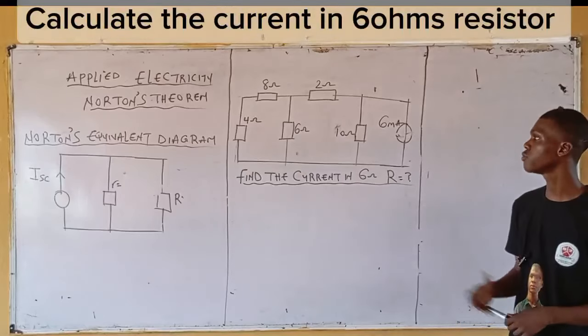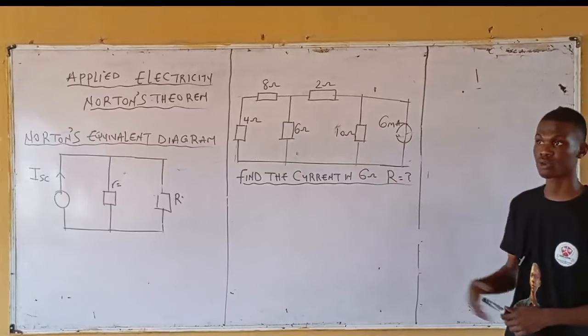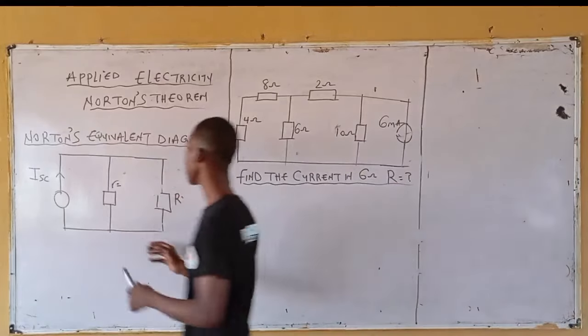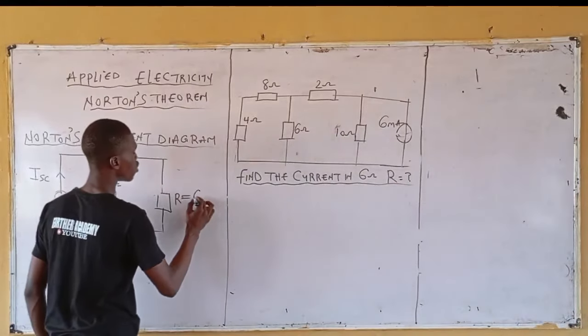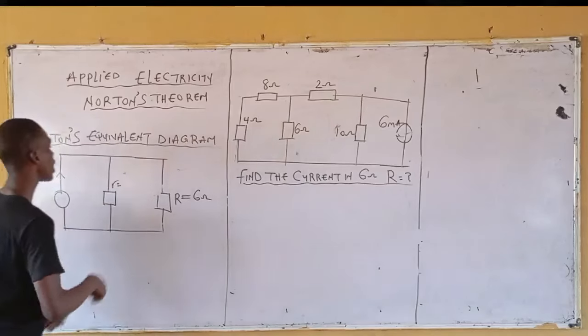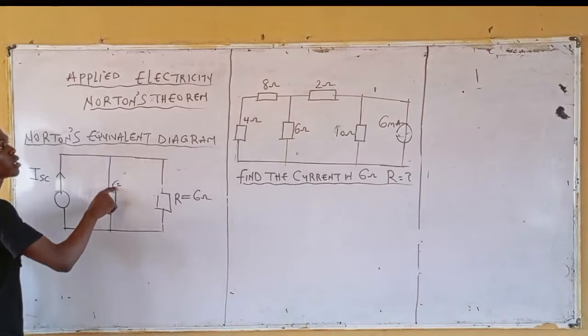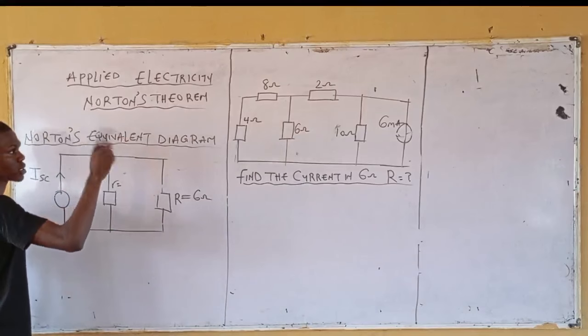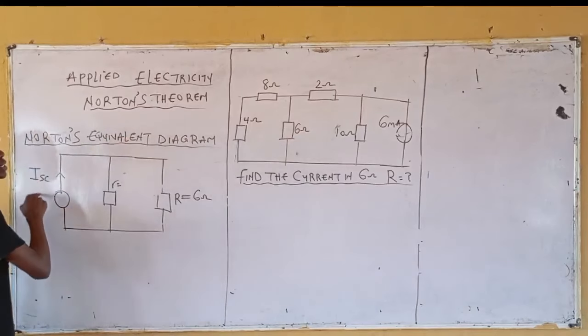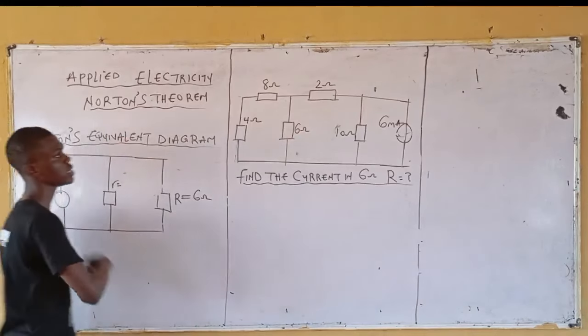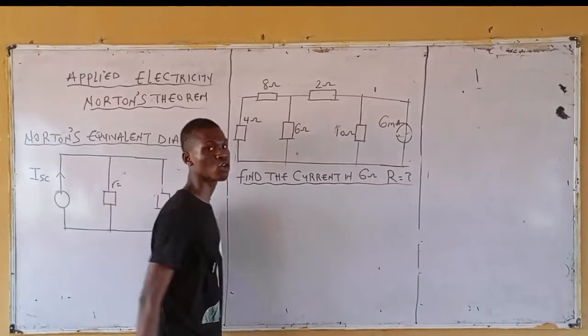Find the load resistor. Obviously, 6 here is my what? Load resistor. Meaning, in place of this diagram, I have what? 6 ohm resistor. Now, how do I get this out? Meaning, the equivalent resistance in the circuit. And how do I get this I short circuit? That is the current flowing through the 6 ohm resistor.